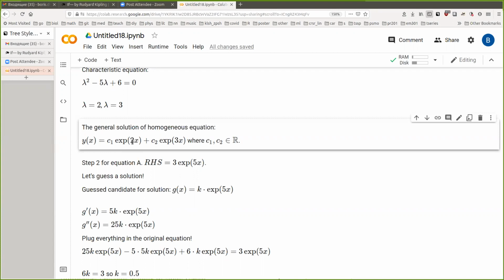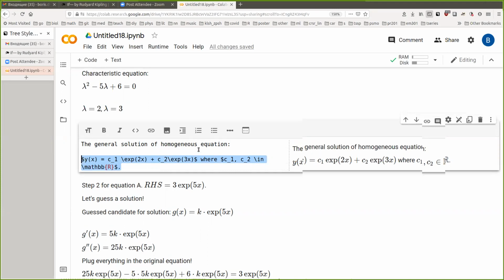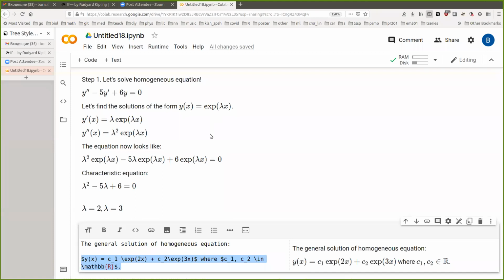Okay, 0, I see. So what is the meaning of the general solution of homogeneous equation? If you take 5 exponent of 2x plus 7 exponent of 3x, and you plug in the original equation, because this is a solution of homogeneous equation, you will get 0. If you take lambda 1 times exponent of 2x plus, I don't know, 75 exponent of 3x, and you plug in the original equation, you will get 0. You will not get the non-zero right-hand side.